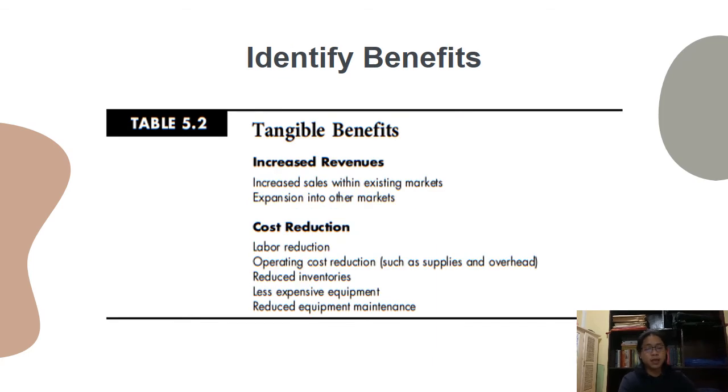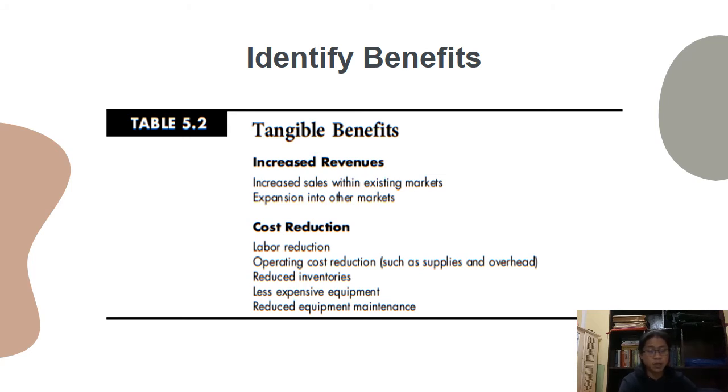The second step in the application of cost-benefit analysis is to identify the benefits of the system. These may be both tangible and intangible. So as you can see in this table, it lists several types of tangible benefits. Tangible benefits fall into two categories: those that increase revenue and those that reduce costs.